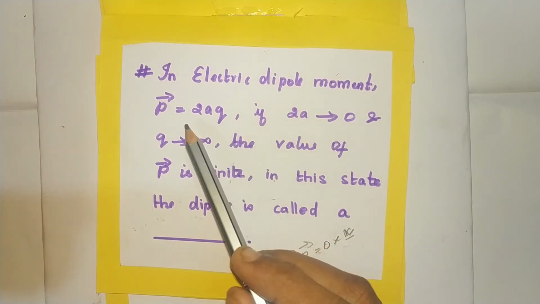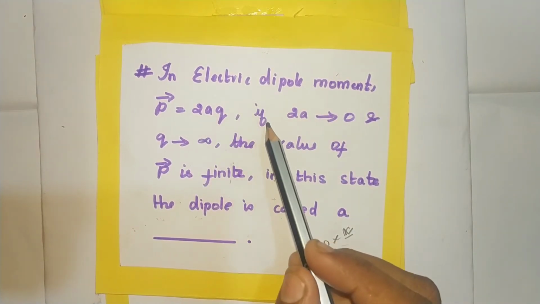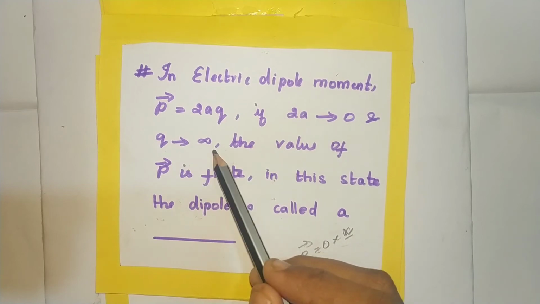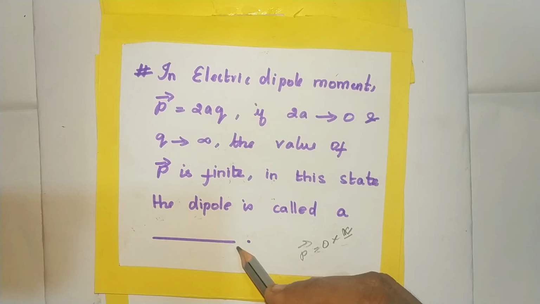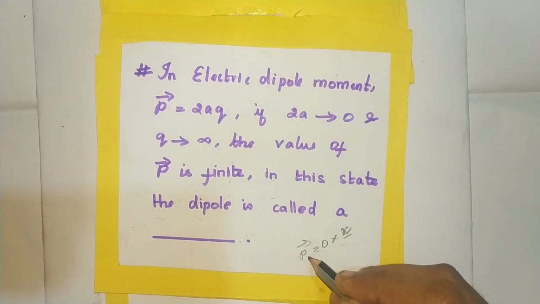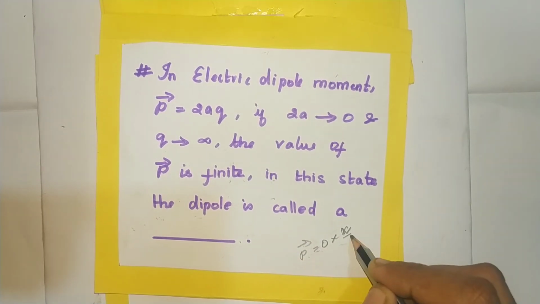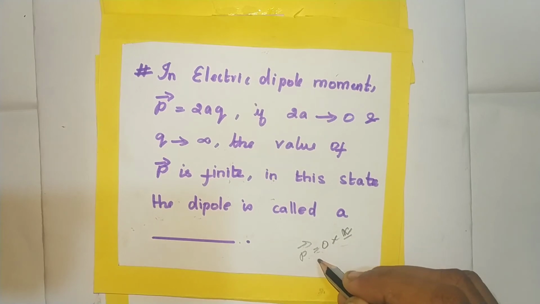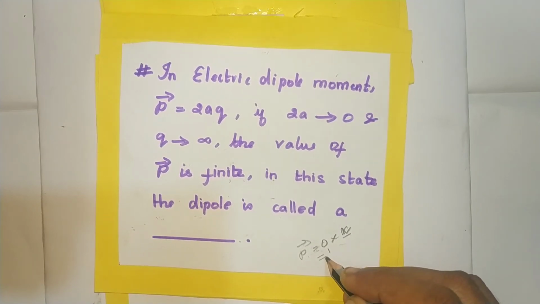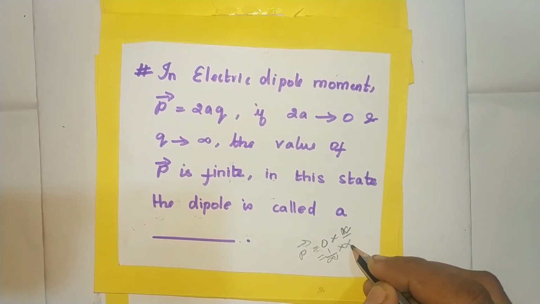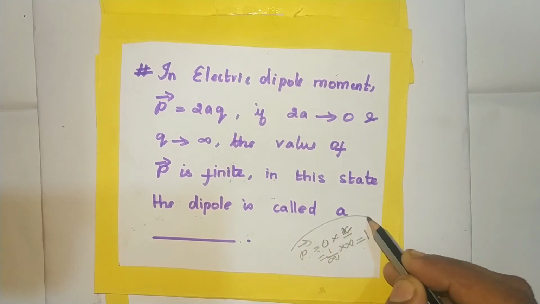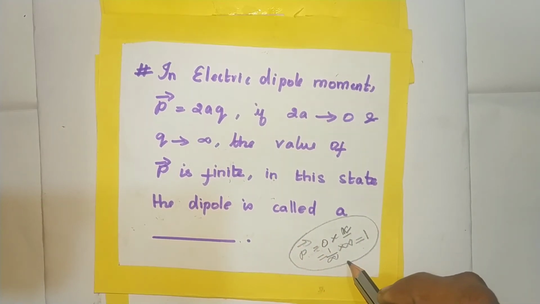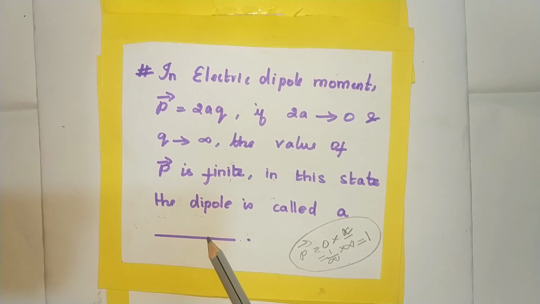In electric dipole moment, P vector is equal to 2aq. If 2a tends to 0 and q tends to infinity, the value of P is finite. In this state, the dipole is called a dash. See, for P vector, 0 into infinity: for conceptual understanding we take 0 as 1 by infinity, into infinity, that will be equal to 1, which is a finite value. In this state, the dipole acts as a dash. I hope you can find out the answer.